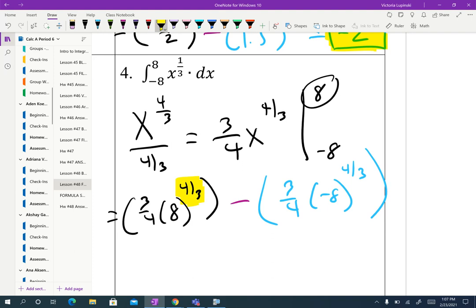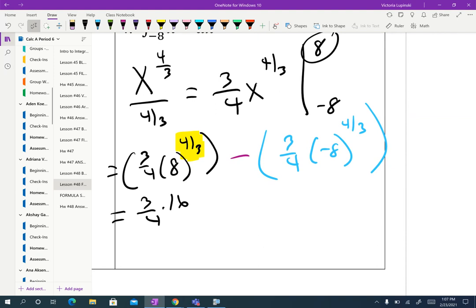8 to the 4/3 means the cube root of 8 to the 4th power. So again, it hasn't been so long, hopefully, since you've done something like that. So the cube root of 8 is 2. 2 to the 4th is 16. So this is really 3/4 times 16. 4 goes into 16 4 times, which means that's really 12. Then it's always a minus.